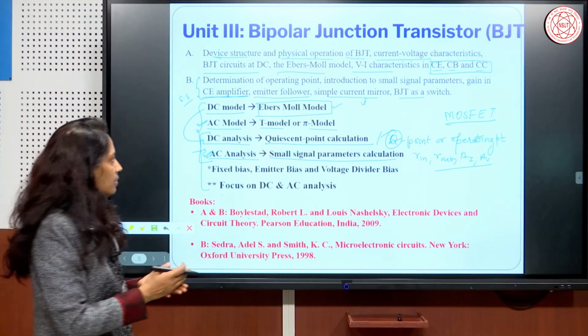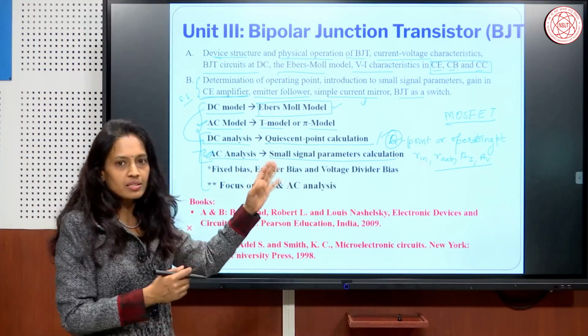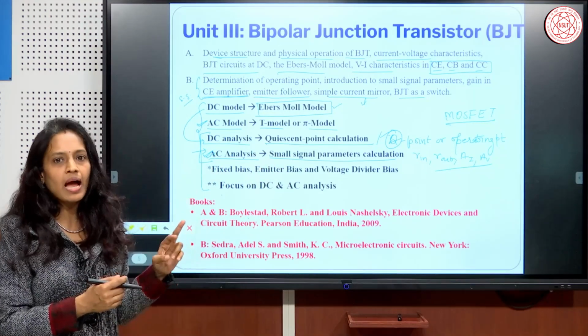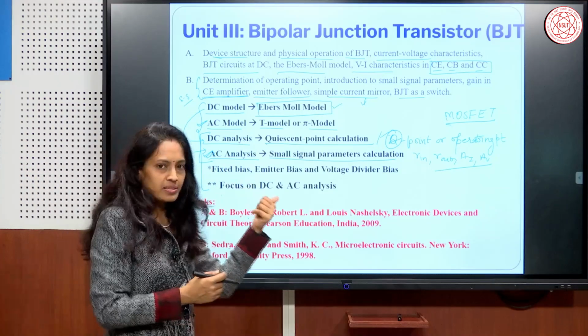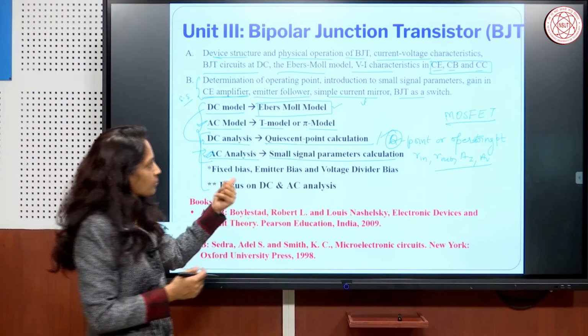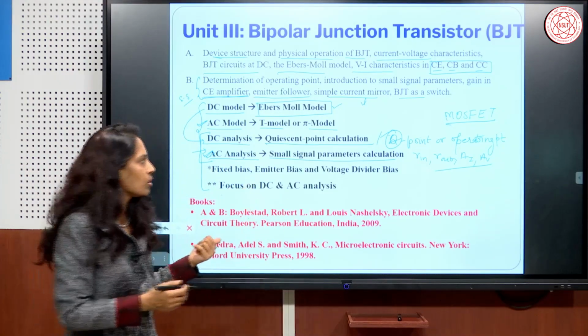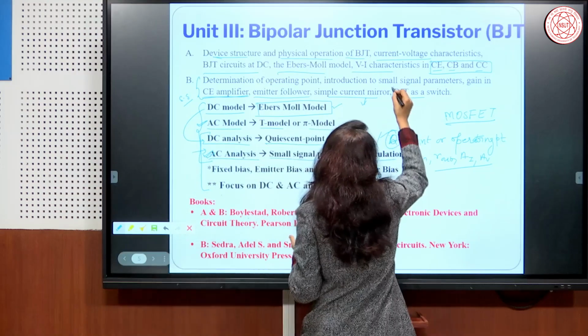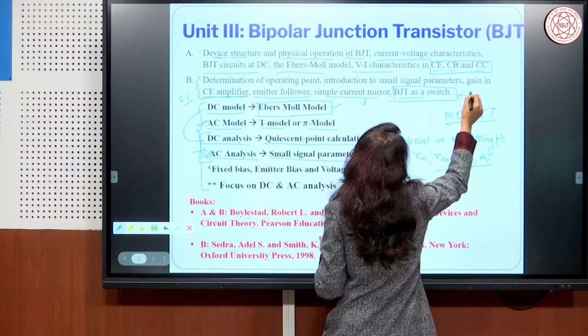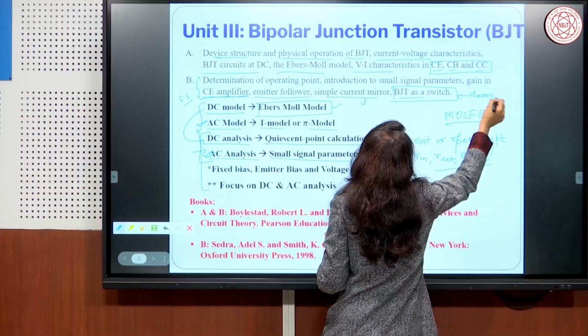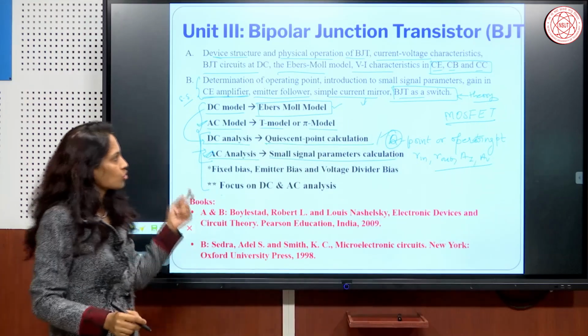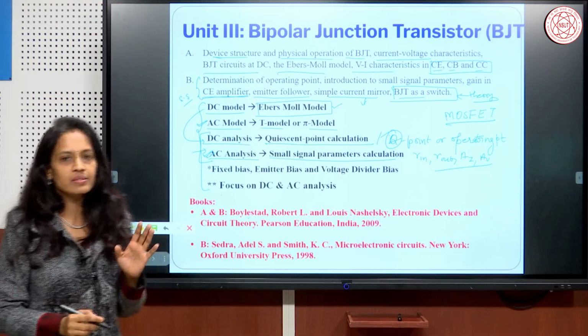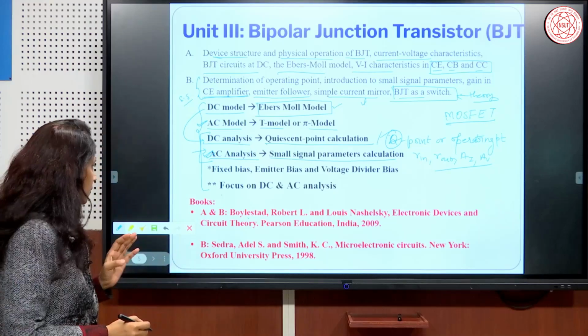BJT, I think you must be covering in the class. It can be used as a switch as well as an amplifier. So BJT as a switch, how it is used, that portion also you should know. And this is again a theory type portion. No numerical is expected from this portion, only theory will be asked. So you should know how BJT acts as a switch. You should be in a condition to explain that portion.